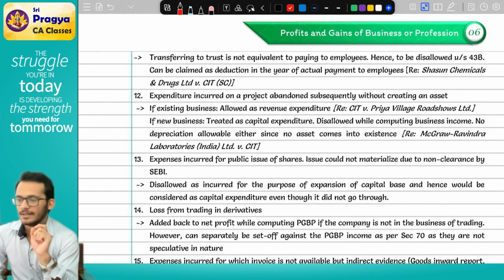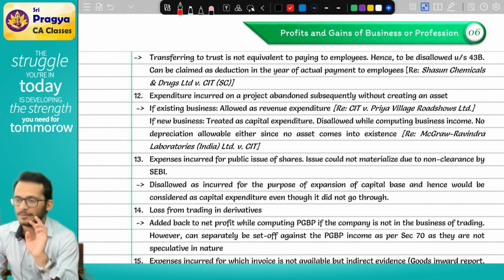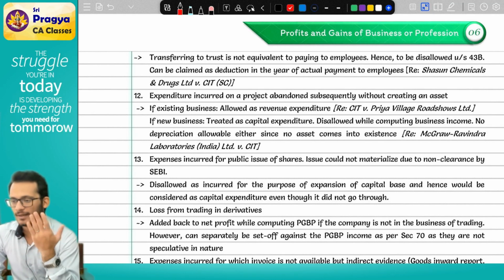If the company is not there, which means whatever expenses you incur before even the company started will be called as a capital expense or a revenue expense? Capital expense, yes or no? So they might have noticed the feasibility project part. They might have noticed that the project is abandoned, but they forgot to notice the fact that the business is new. The moment the business is new, asset automatically becomes capital.